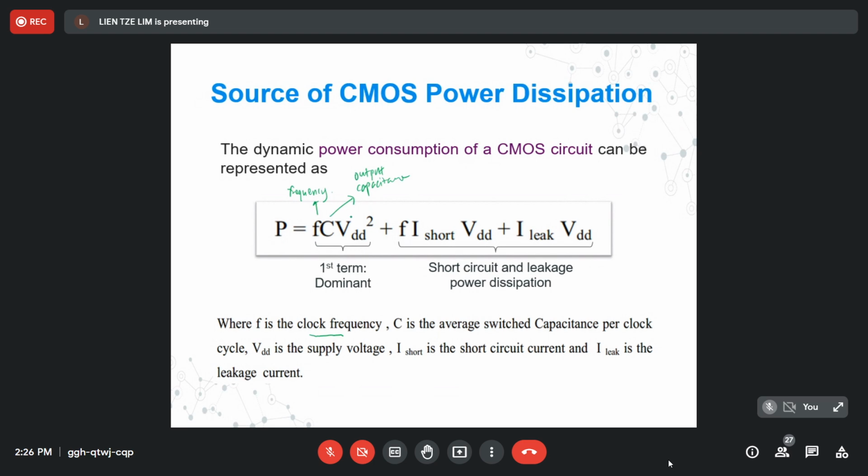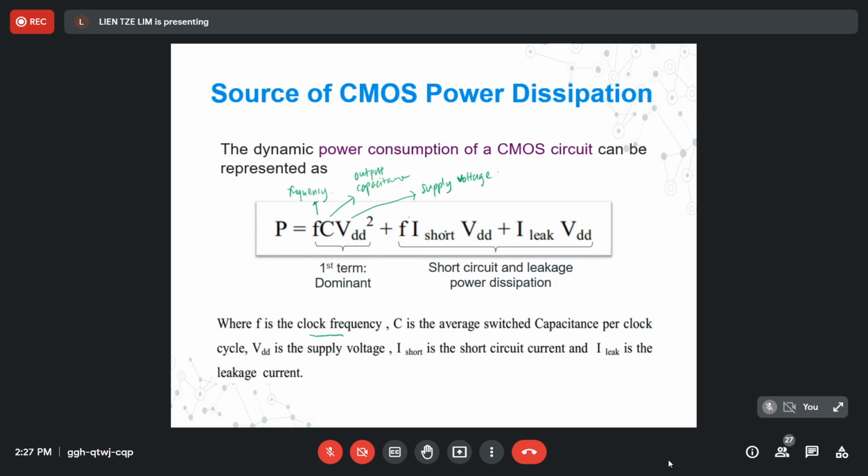Okay, and VDD is the supply voltage, not power. It supplies voltage. Based on the formulas given here, we can know that the dynamic power dissipation is caused by the clock frequency, the output capacitance and the supply voltage. Also, there are other terms here: this is frequency, this is short circuit current, and the supply voltage.